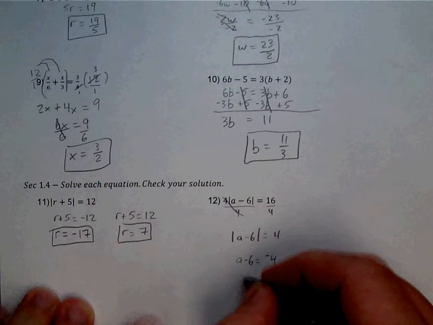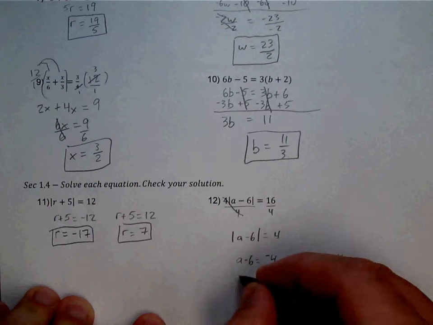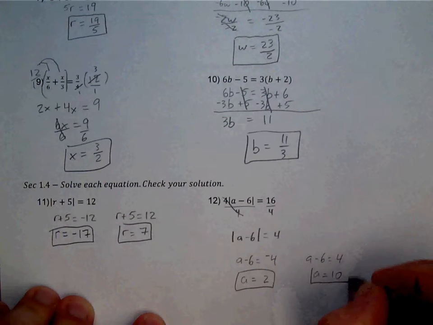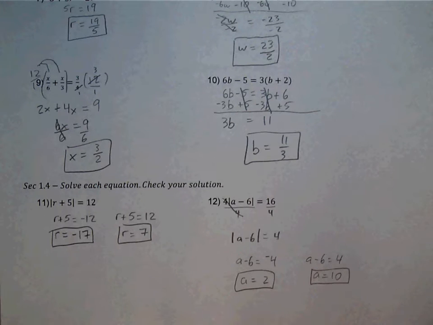Add 6. So we get positive 2. Over here, add 6 and we get 10, so 2 and 10. They do say to check your solutions.